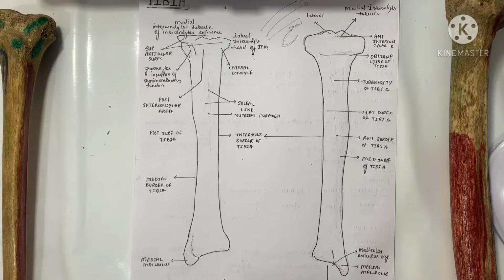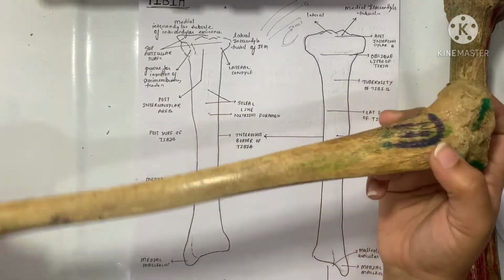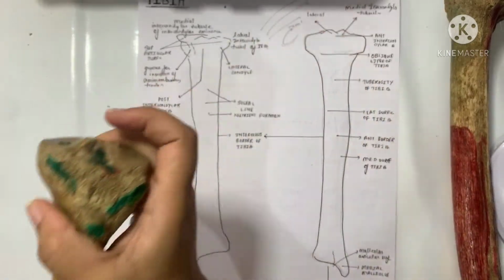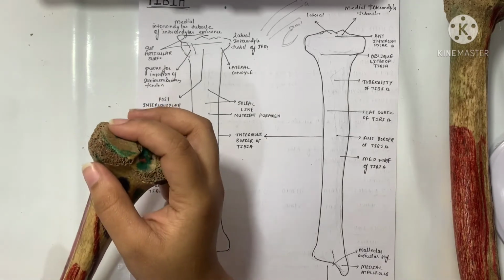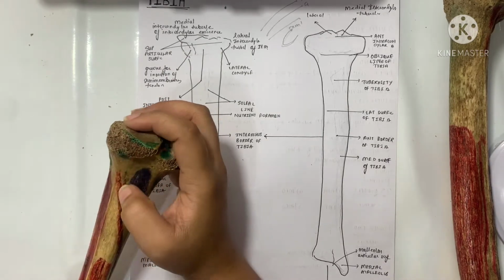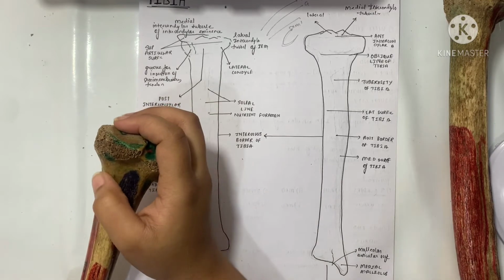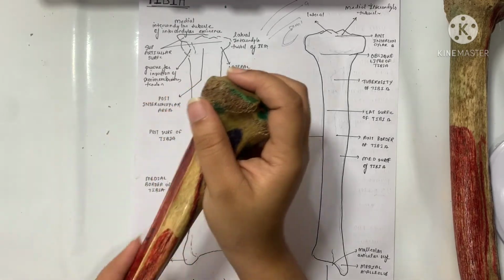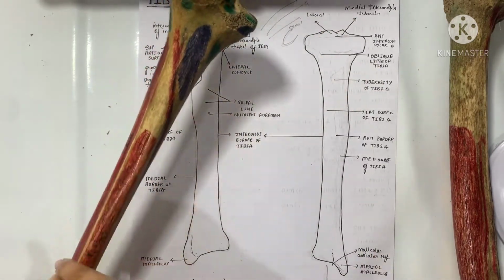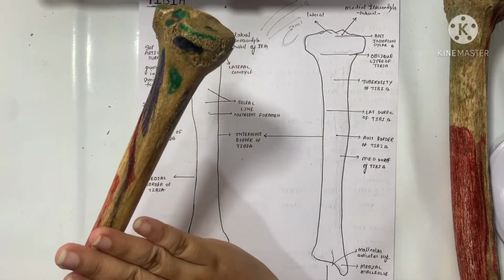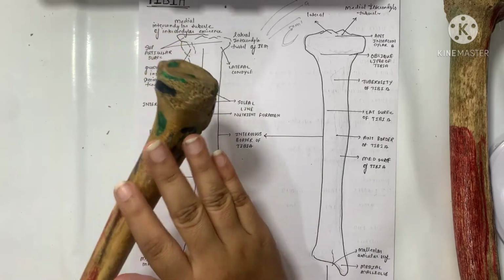Hello everyone, so let's start today with the anatomy of a tibia. So this is a tibia. It has a medial condyle. This one is a lateral condyle. Over here is present a tibial tuberosity. This is the interosseous border. This one is the anterior border. This is the lateral surface. This is the medial surface, and this is the posterior surface.